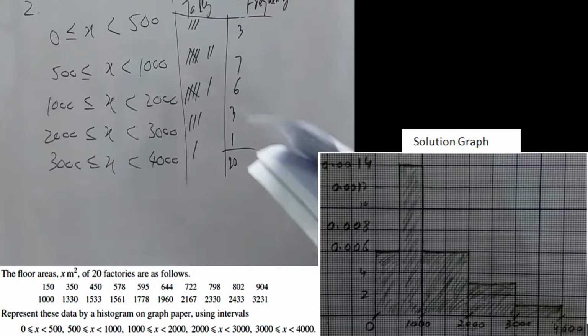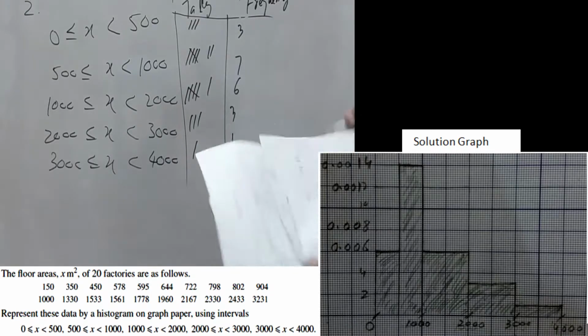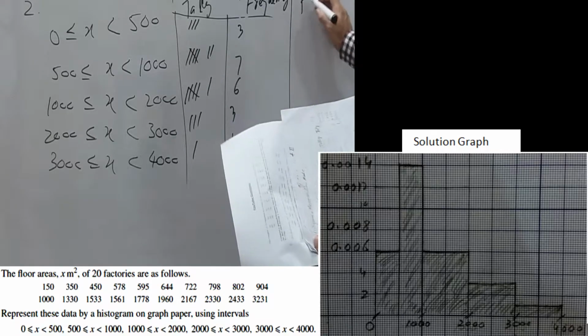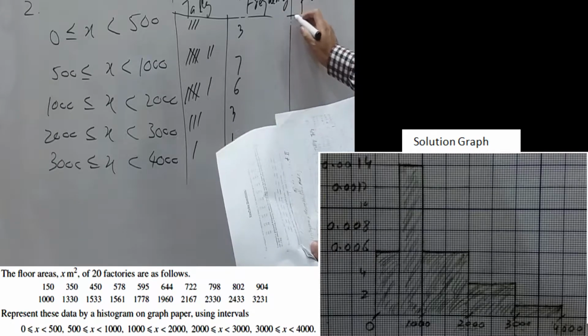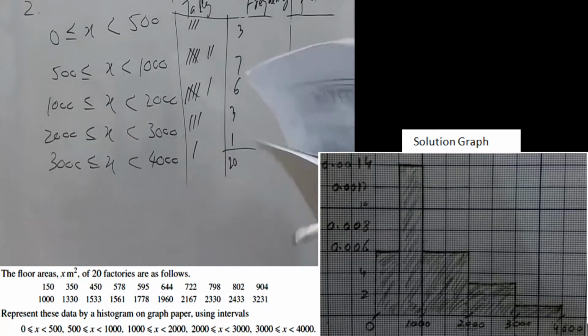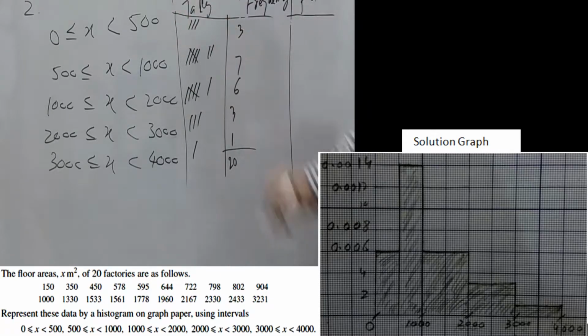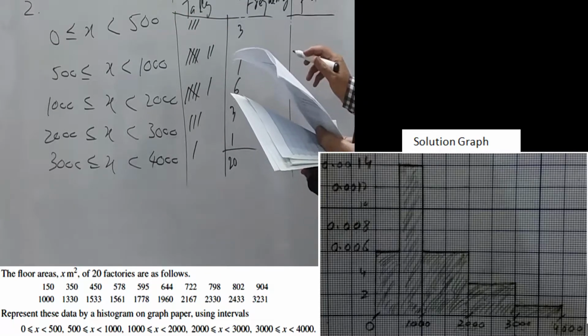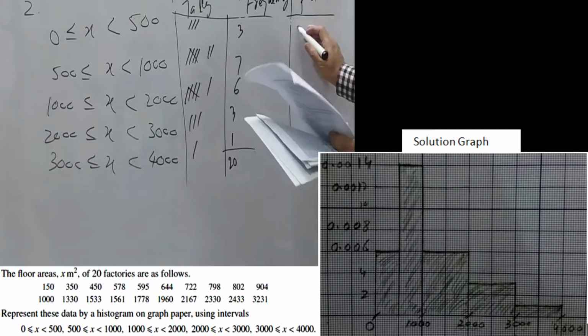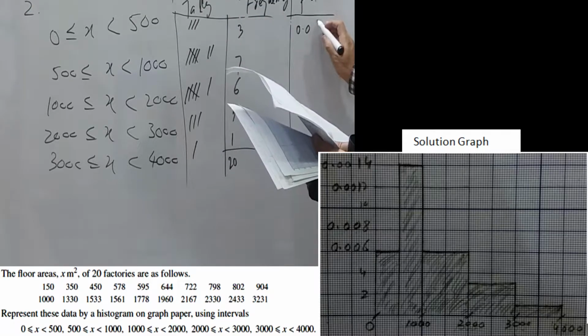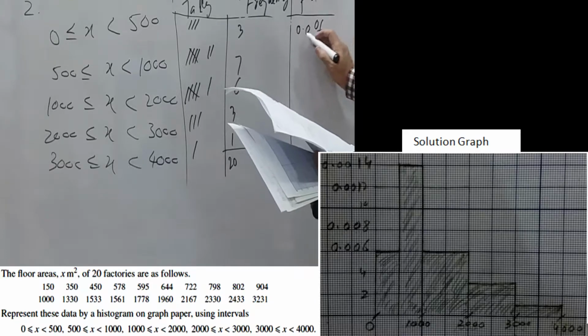Now, see that we have to make another column, frequency density. We will make frequency density. You know that frequency density is frequency divided by class width. So if you divide 3 by 500, you will get 0.006.